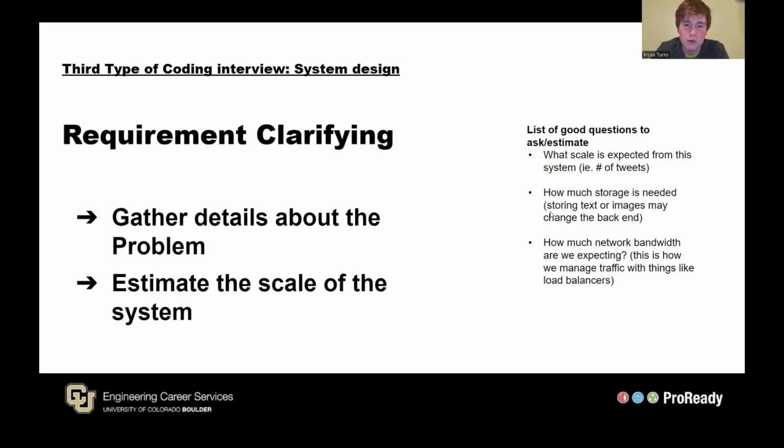Storage, network bandwidth, those are all things you have to keep in mind. Another thing you can ask about is the region. Do you expect it to be accessed outside of the US? Because then you might need additional load balancing or something like that. So just ask clarifying questions to understand the problem better, identify constraints, trade-offs, and really work through your process out loud.